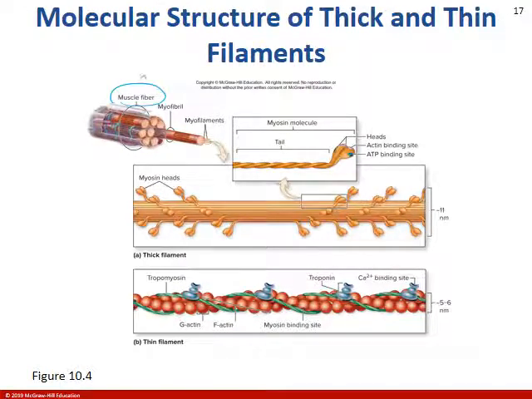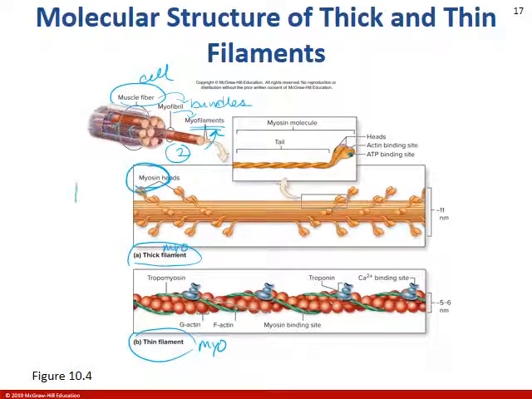So here we are at the muscle fiber cell. A muscle fiber cell is made up of myofibril bundles. What's inside the myofibrils? We have myofilaments. There are two different kinds of myofilaments: the thick myofilament and the thin myofilament. Sometimes they drop the myo. The thick myofilament is made up of the protein myosin. The thin myofilament is made up of two proteins, G-actin and F-actin.